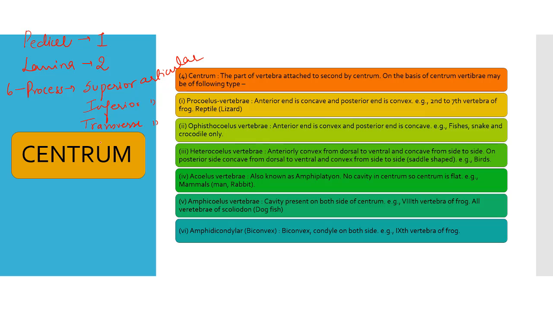The centrum of the human vertebra is acoelous or amphiplatyan type. Very important. On the basis of the centrum, vertebrae may be of different types. We humans have acoelous vertebrae, also known as amphiplatyan: no cavity in the centrum, so the centrum is flat. Examples are mammals, man and rabbit.